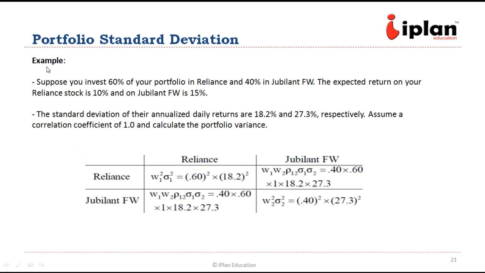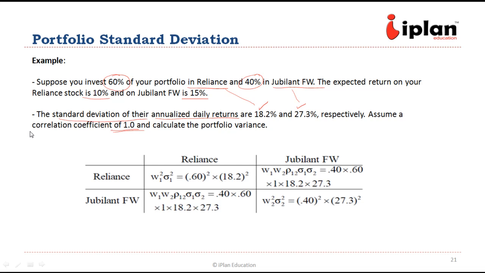Let us take that there are two companies in the portfolio, and the weight is 60% for Reliance and 40% for Jubilant Foodworks. The expected return individually for these stocks is 10% and 15% respectively. Now let us talk about the risk. The standard deviations of their annualized daily returns are 18.2 for Reliance and 27.3 for Jubilant. Now assuming that they are perfectly positively correlated, the correlation coefficient is 1.